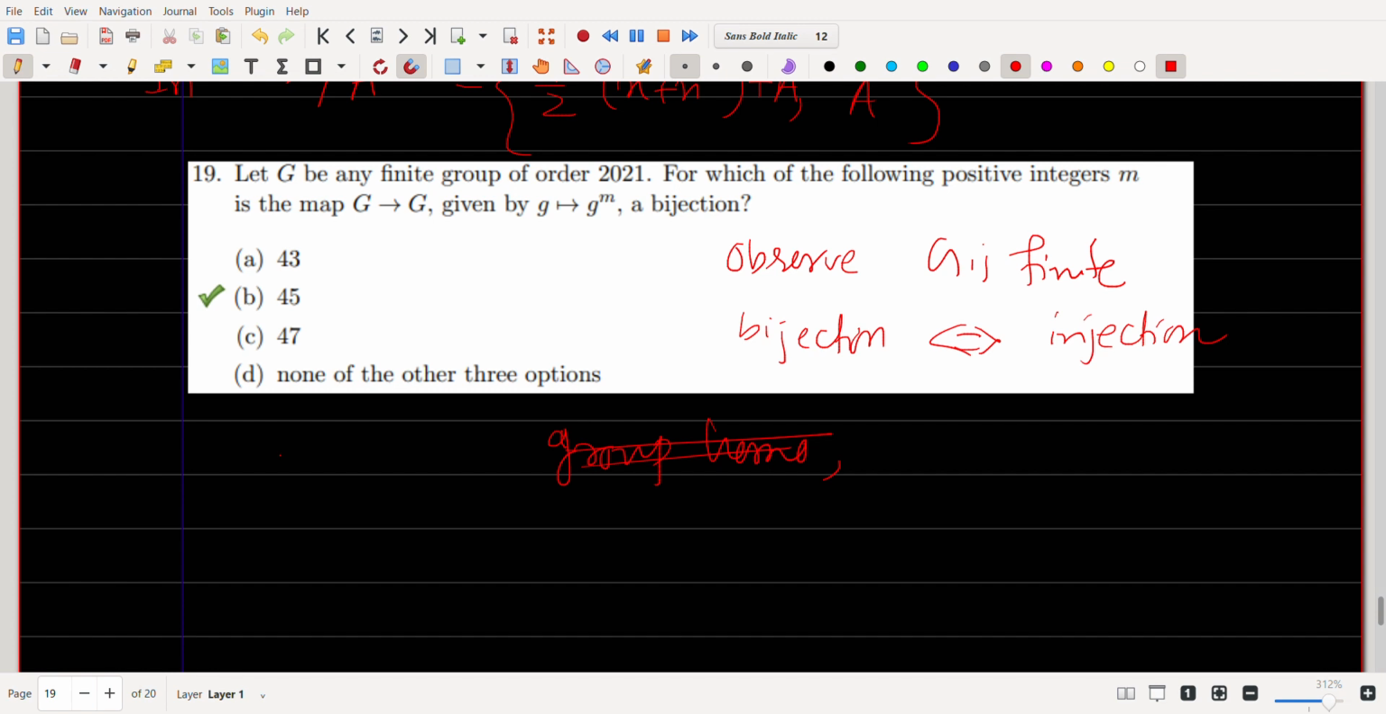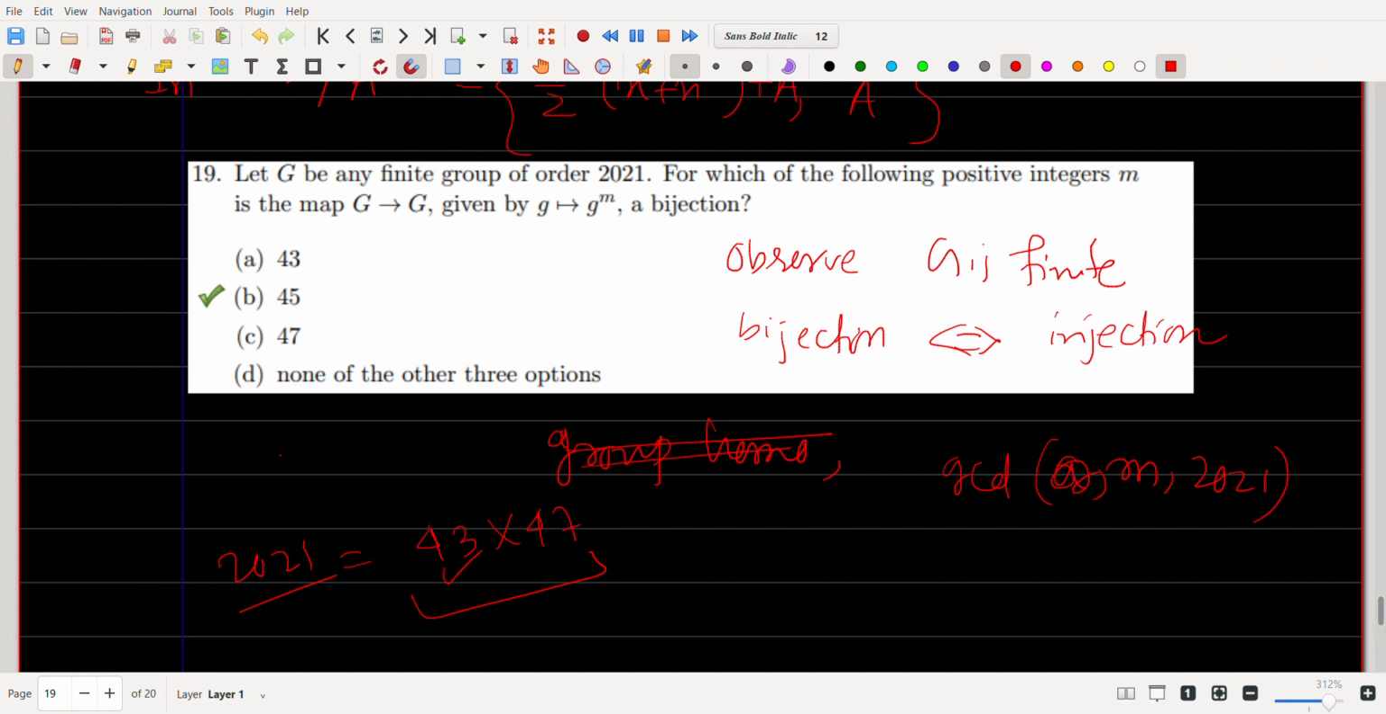Okay, this is not a group homomorphism, this is just given that G has finite order, and G goes to G power m is a bijection. So it is just a question of whether it is injective or not. Now what you can do, if you want to check this, it is enough to check the GCD of this m and 2021. So what is 2021? If you factorize it, it is 43 times 47, right?